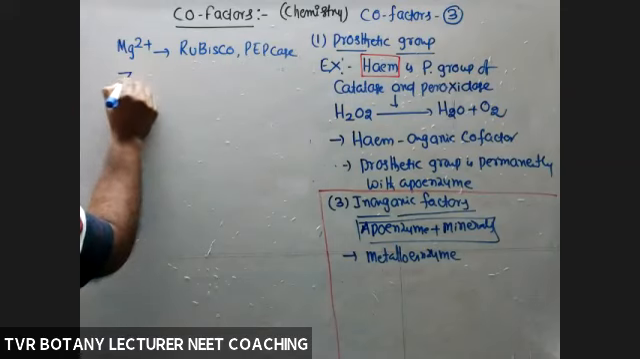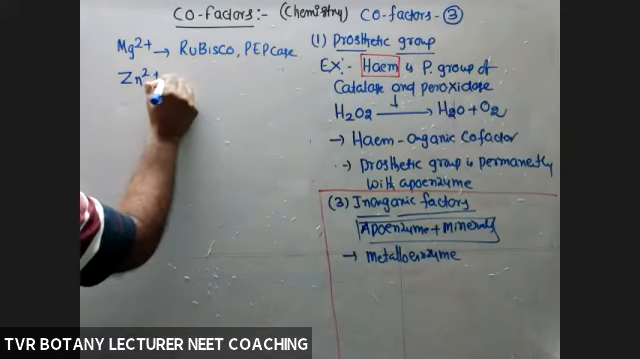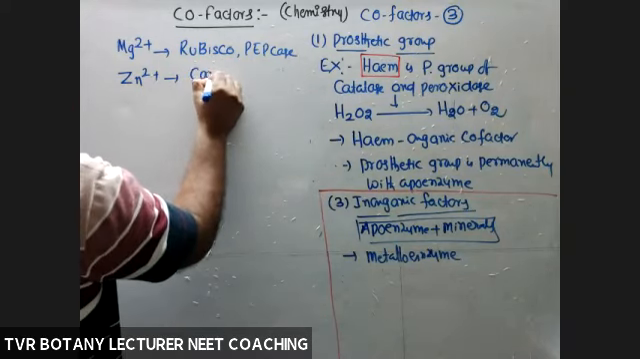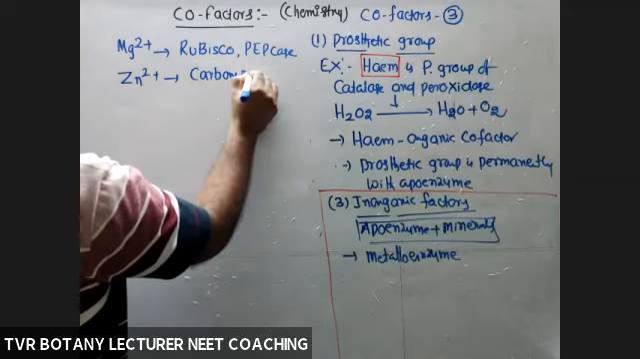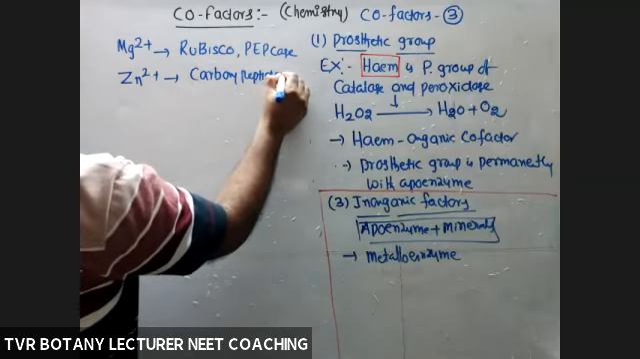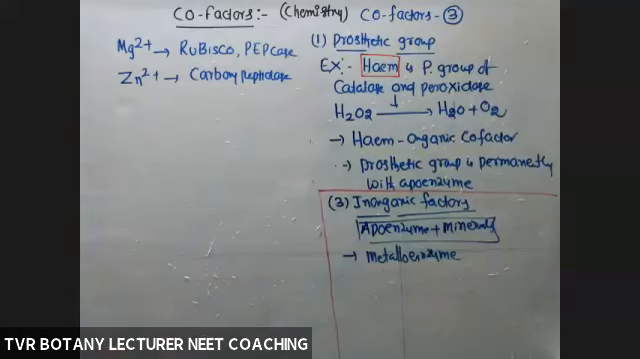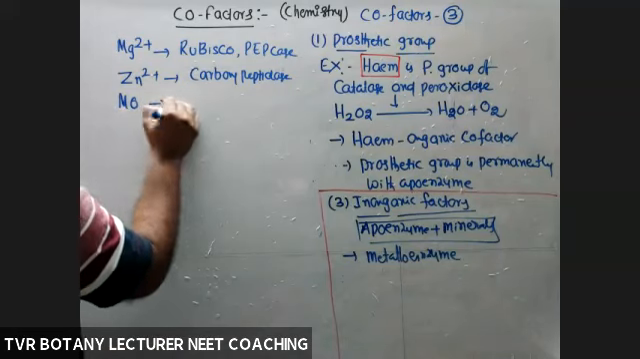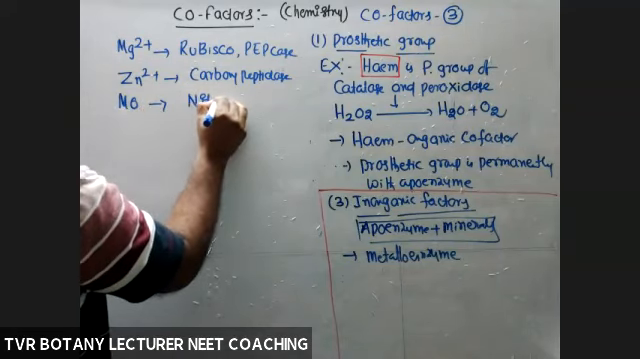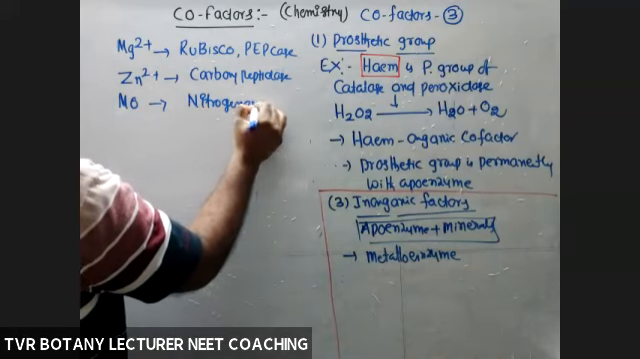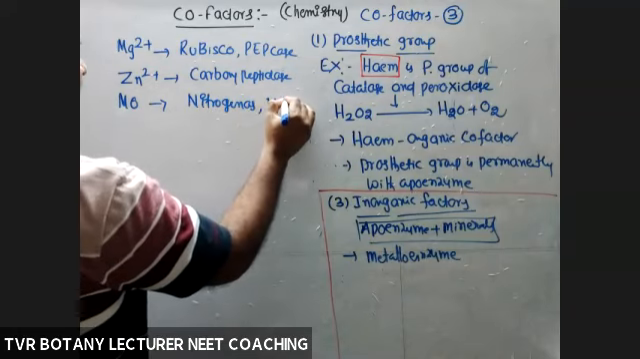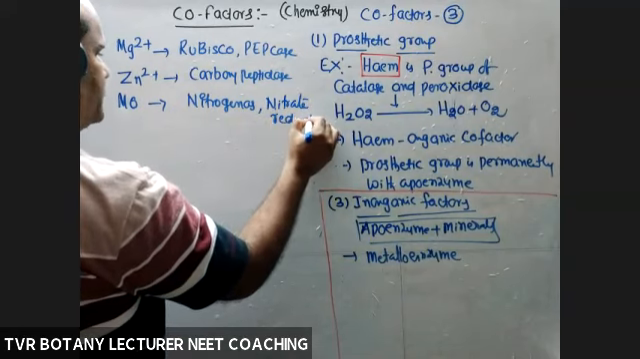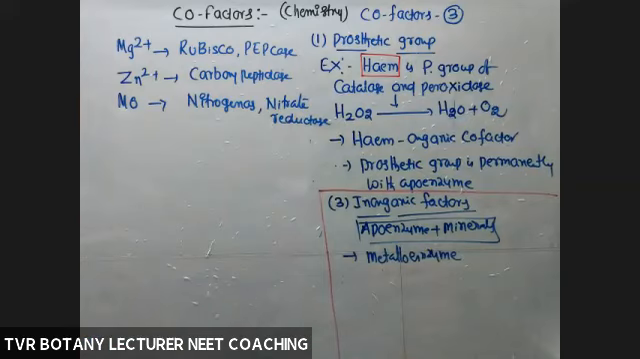Next, Zn2 plus is the cofactor of carboxypeptidase. Okay, next. Molybdenum is the cofactor of nitrogenase and nitrite and nitrate reductases. Like that, we discussed so many examples in the case of mineral nutrition.